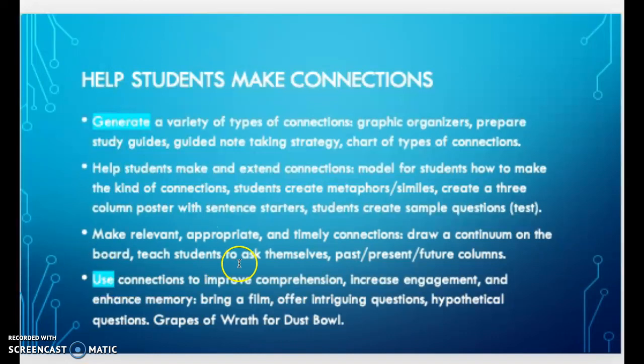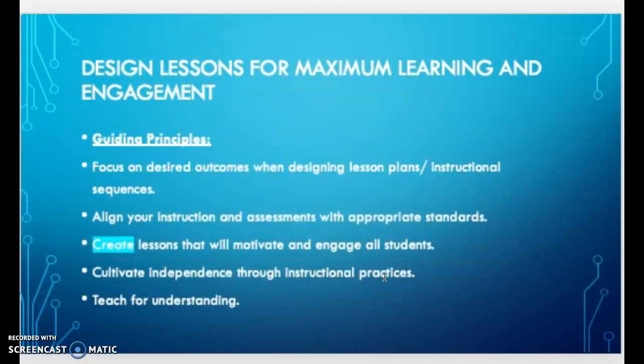And then use connections to improve comprehension, increase engagement, and enhance memory. So bring in a film, other integrating questions, hypothetical questions. So, for example, a film would be like The Grapes of Wrath for the Dust Bowl. That's what we're getting into now in our classes. So we're having them watch The Grapes of Wrath to understand the effects of the Dust Bowl for people in Oklahoma traveling to California.